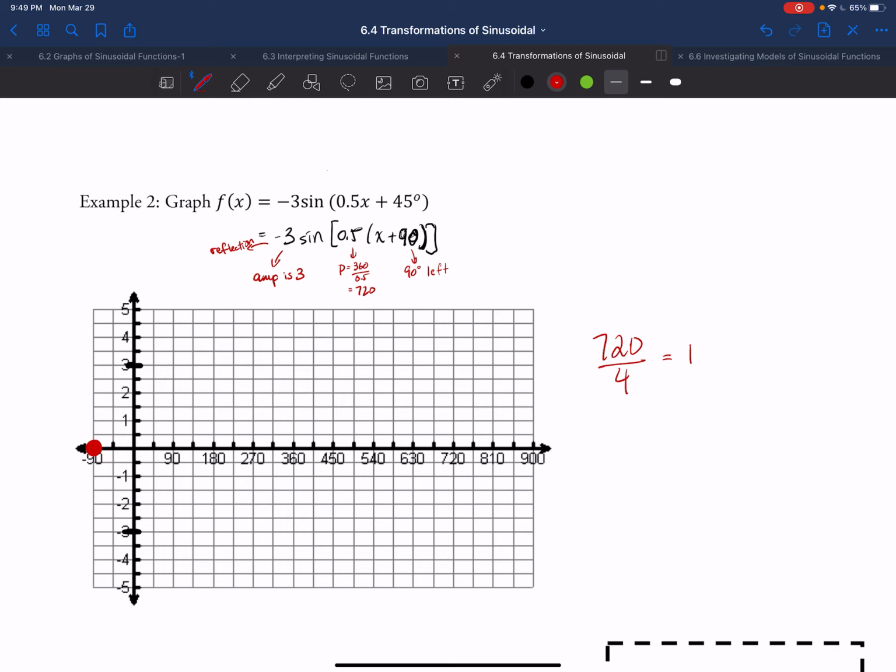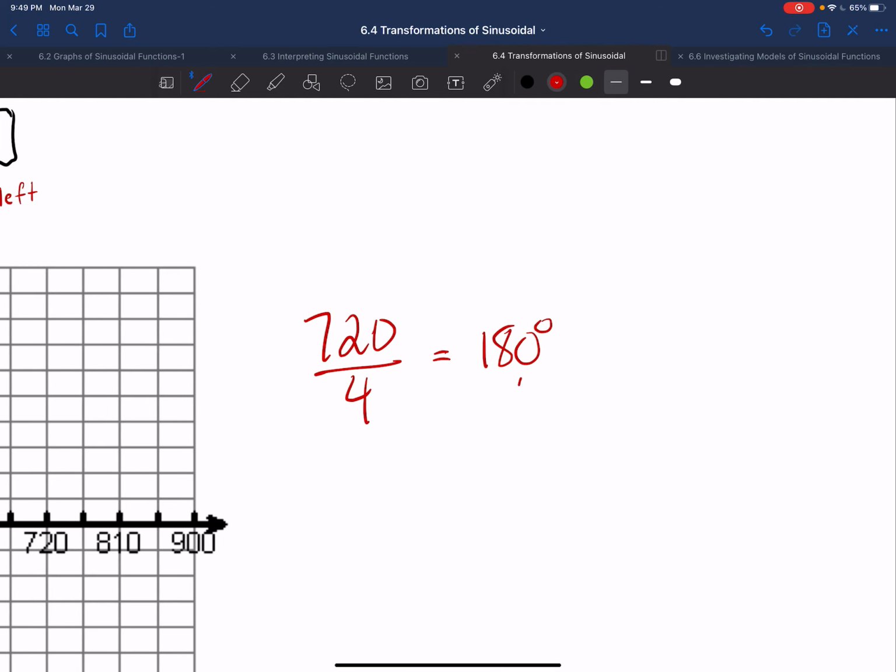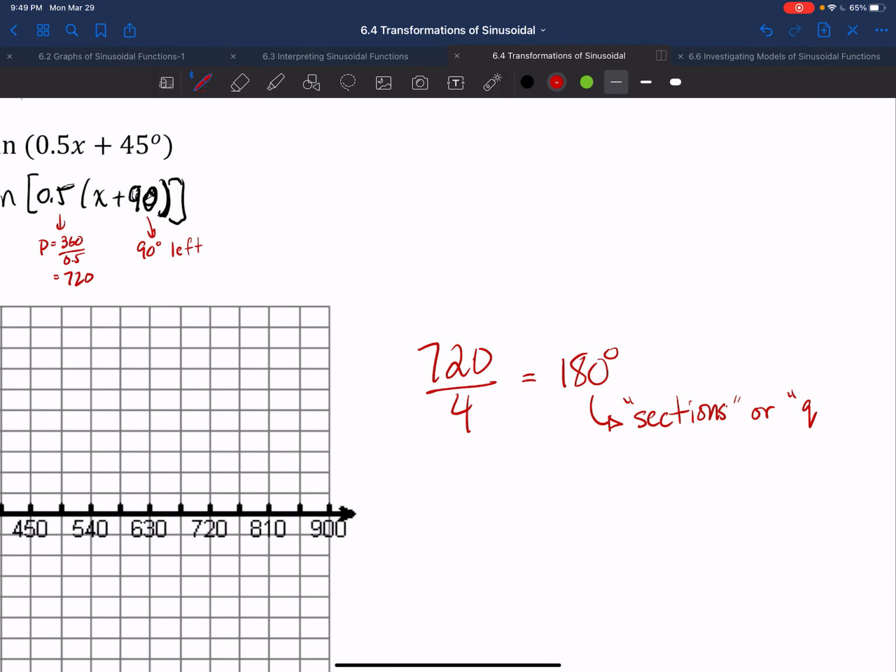So it's 180. So every 180 degrees, something's going to happen. So this is like my sections or quarters. These aren't official terms, but these are just names that I use for the sections of the period.